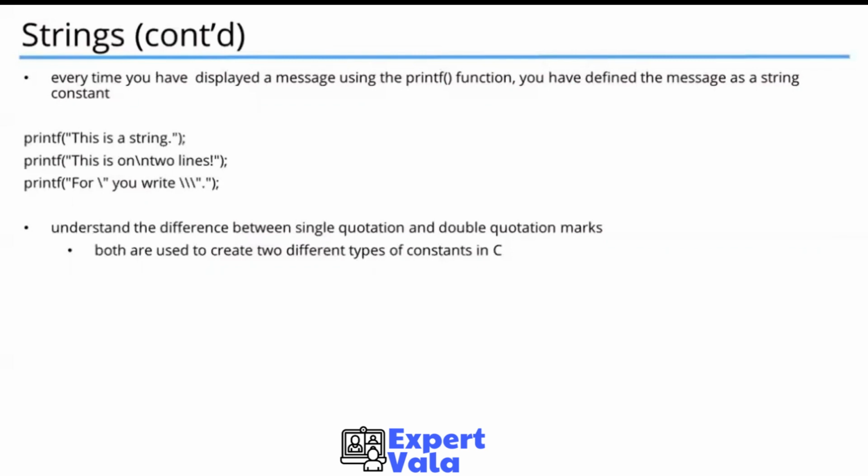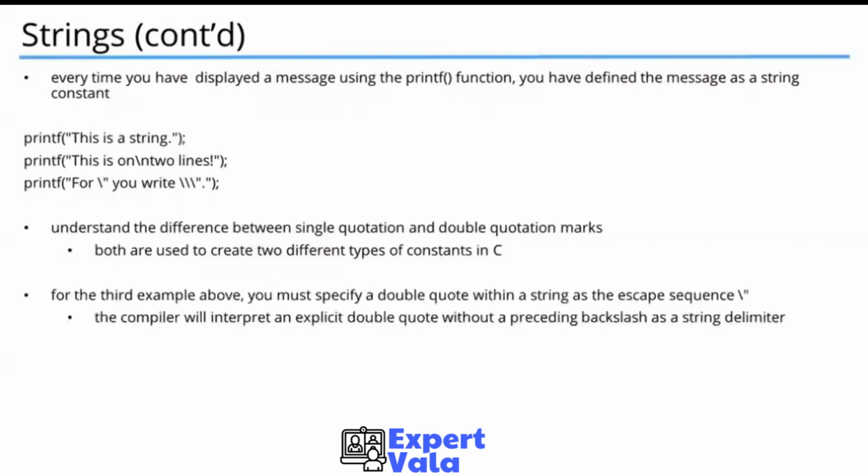With the double quotes, you have strings. With the single quotes, you have characters. There are two types of constant. For this third example, this printf, where we have the 4 and then a backslash, then a double quote: if you want to actually display a double quote as output, you have to escape it. And you can escape special characters by using the backslash. So in the third example, it's actually going to print out 4, a double quote, and then another double quote.